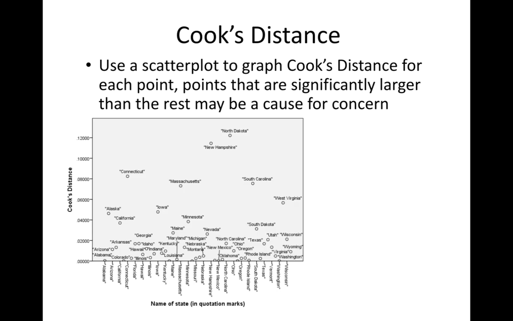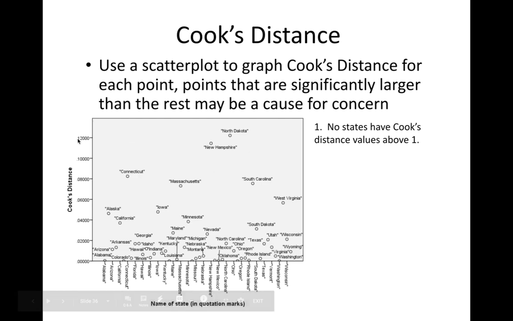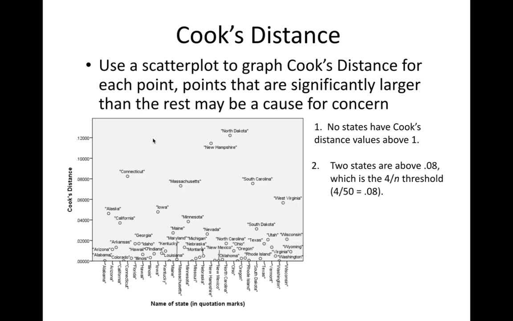So this is an example. This goes back to EDUS 608 days. Here we were running a model predicting test scores based on the state and how much is spent on education. Each one of these dots represents a state, showing the Cook's distance associated with each state. If we were evaluating this and looking for outliers, none of the states have a Cook's value above 1. The highest value is like 0.12.